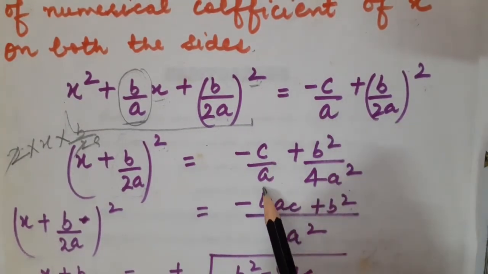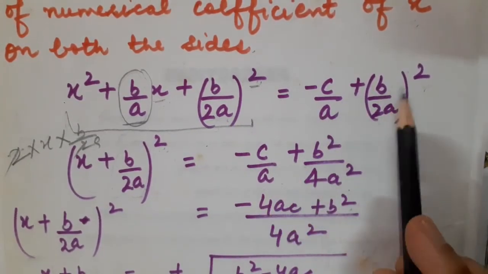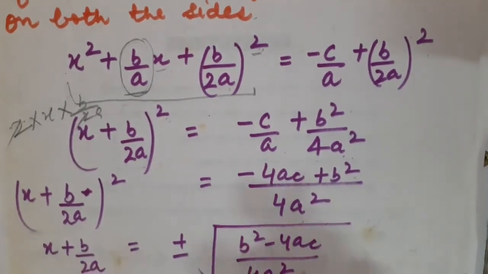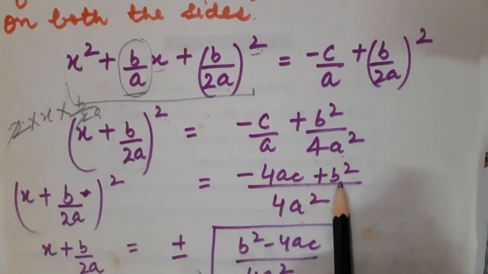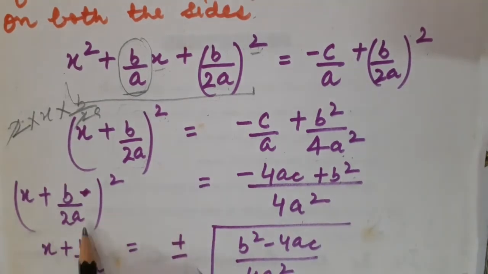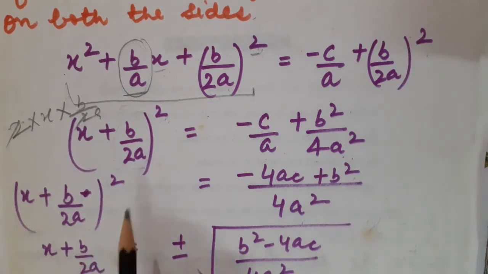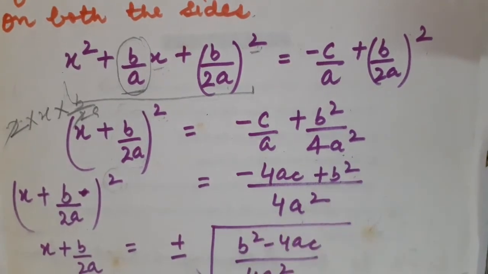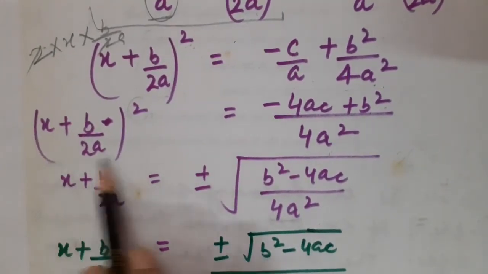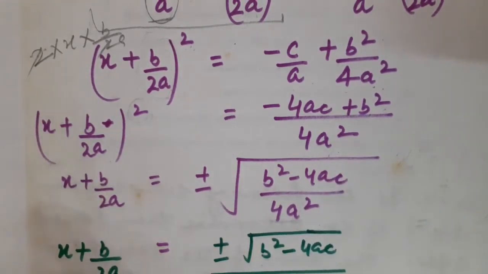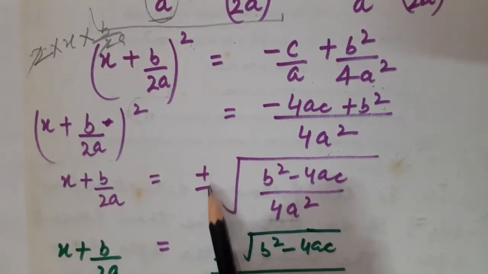Now solve the right hand side. This will be minus c upon a plus, please simplify this. You will be getting b square upon 4a square. Taking 4a square as LCM because both are fractions. So I have got minus 4ac plus b square. Correct, children? Here of course you have written the same term again, that is x plus b upon 2a whole square. When children you are going to remove this whole square, definitely here you will be getting under root with plus minus sign. Because this is basically a quadratic equation, and you know in quadratic the two roots exist, fine. So definitely you will have to write here plus minus sign.